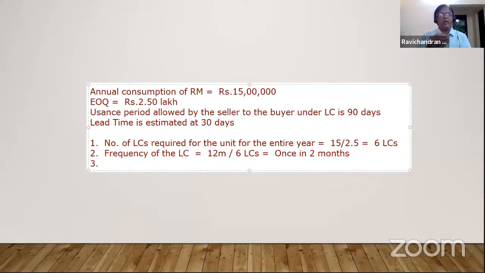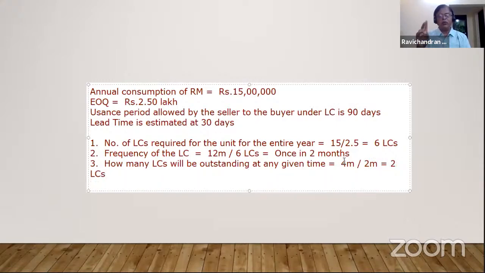The third step: after taking into account the usance period and lead time, how many LCs will be outstanding at any given point of time? We can find this with this formula. The total of usance period 90 days plus lead time 30 days is almost 4 months. So 4 months divided by the frequency of the LC, 2 months, gives two. Two LCs are required, so the LC limit should be equivalent to two LCs. One LC is equivalent to the economic order quantity, 2.50 lakhs, so 2 into 2.50 lakhs equals 5 lakhs.